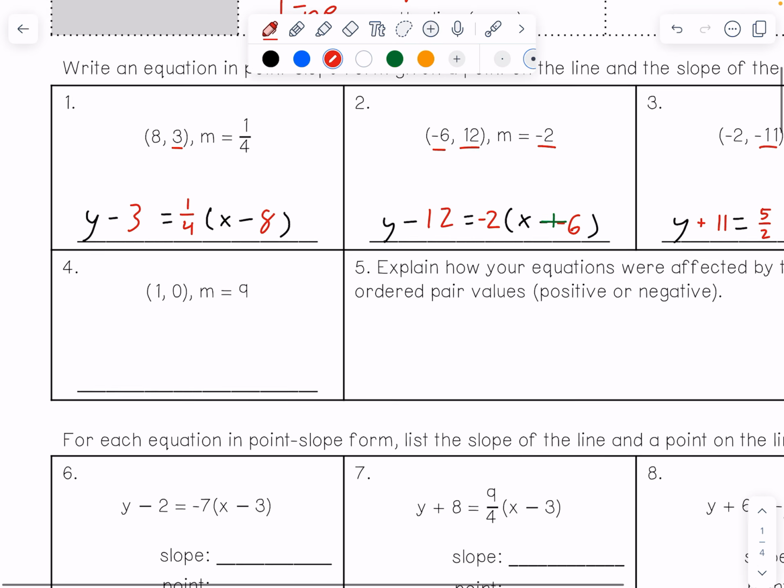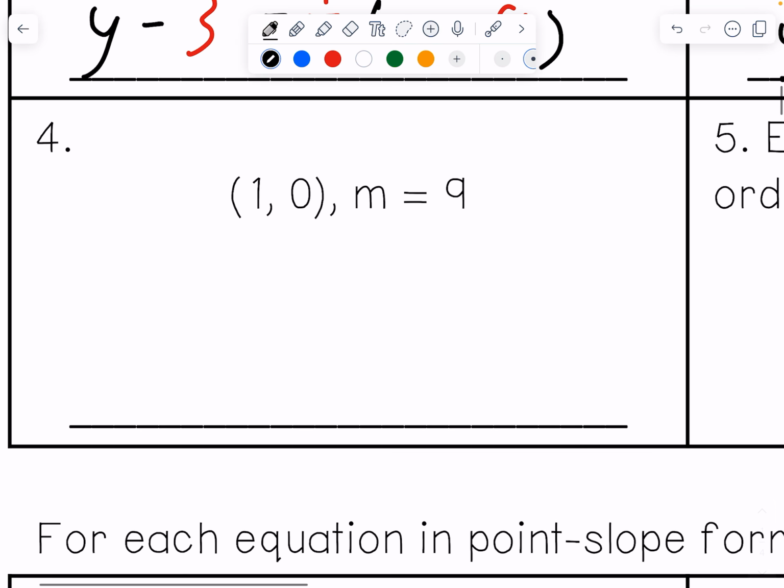Okay, and on this last one, y minus, equals parentheses x minus, my y value is 0, my m is 9. And my x is 1. Okay. You might be thinking that I don't need to write the 0 out front. Technically you are correct, but it is easier to see that your point is 1, 0 if you leave it in. So I'm going to leave it in, and that would be our final answer.